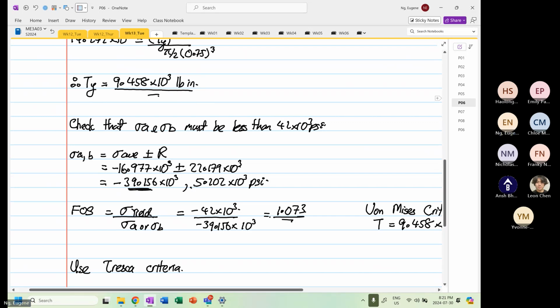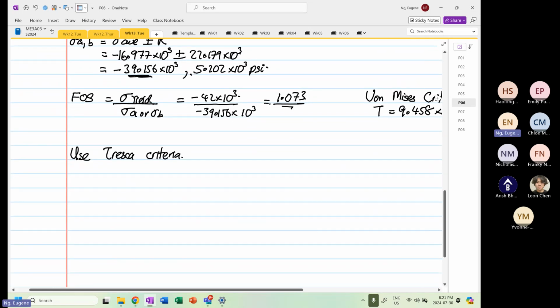Now we are going to use Tresca. When it's Tresca, what do we do? We know the material property.